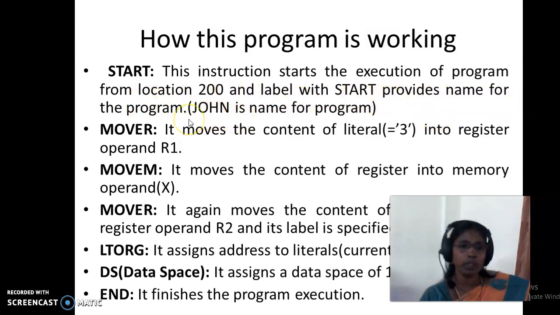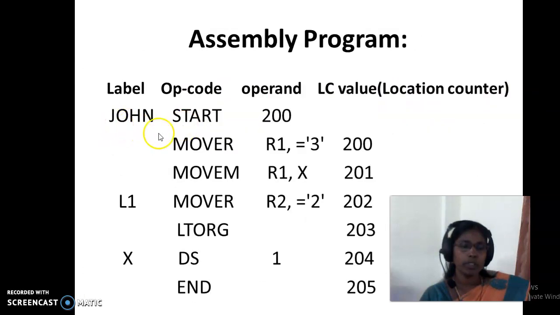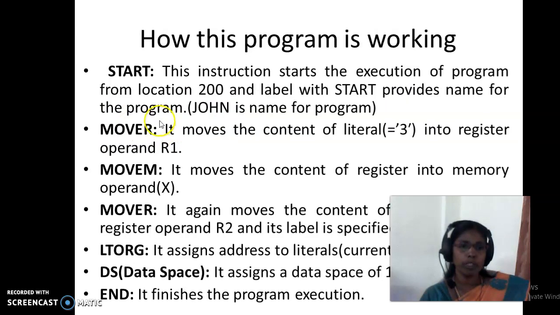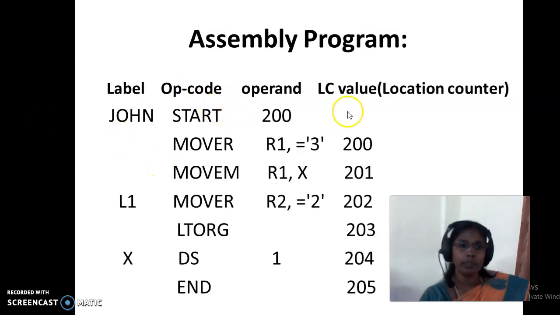So here, what is the label? John. John is the name of the program. And also here we have the location 200. So the program instructions start the execution of the program from location 200. That will be given in this first line: START, John is the label, the name of the program, and 200.